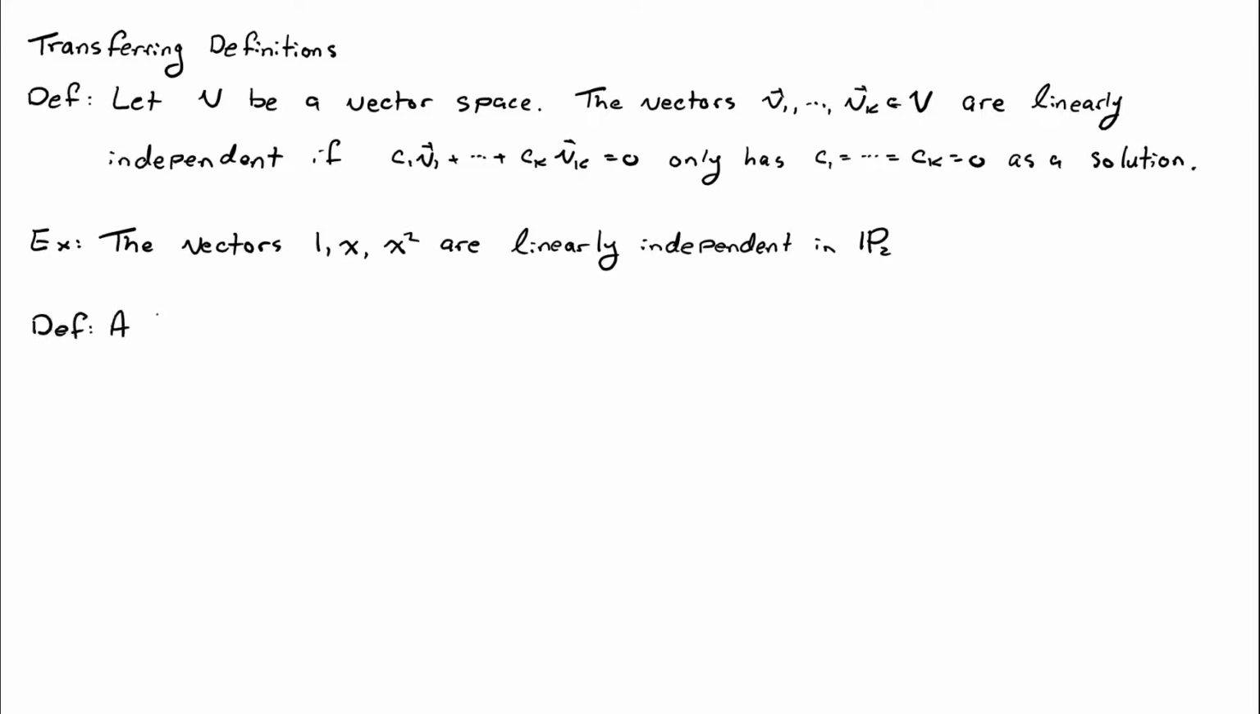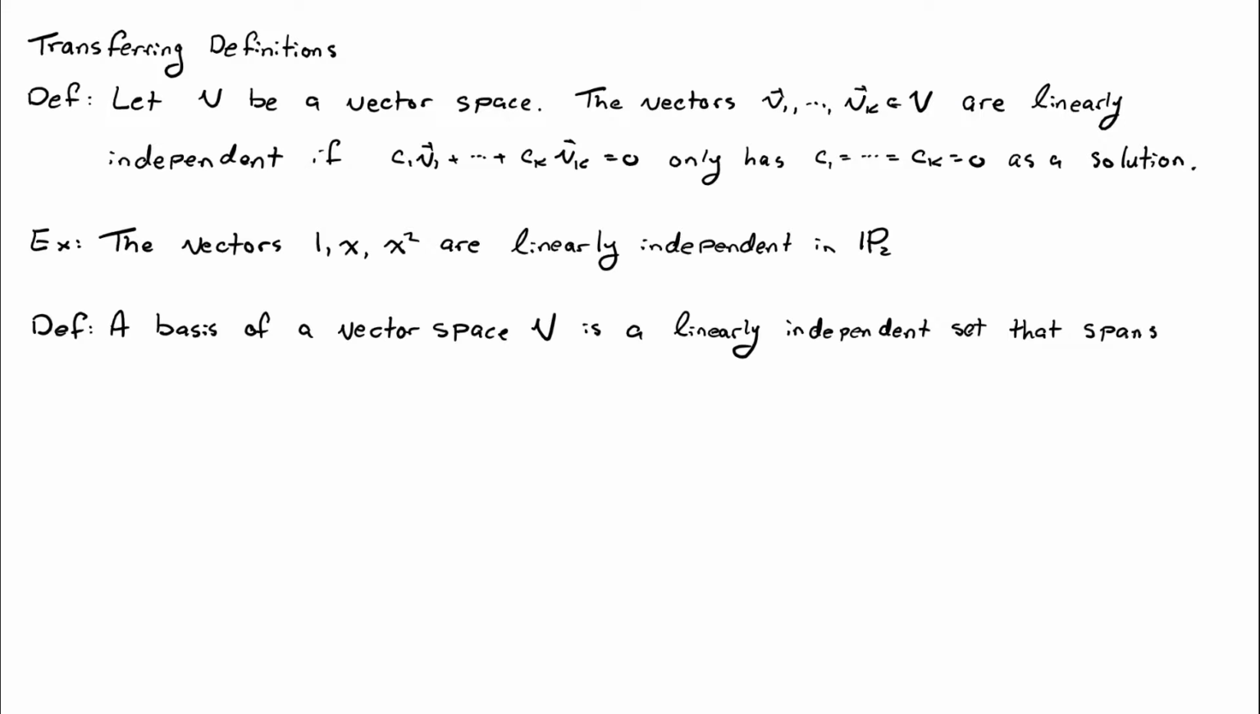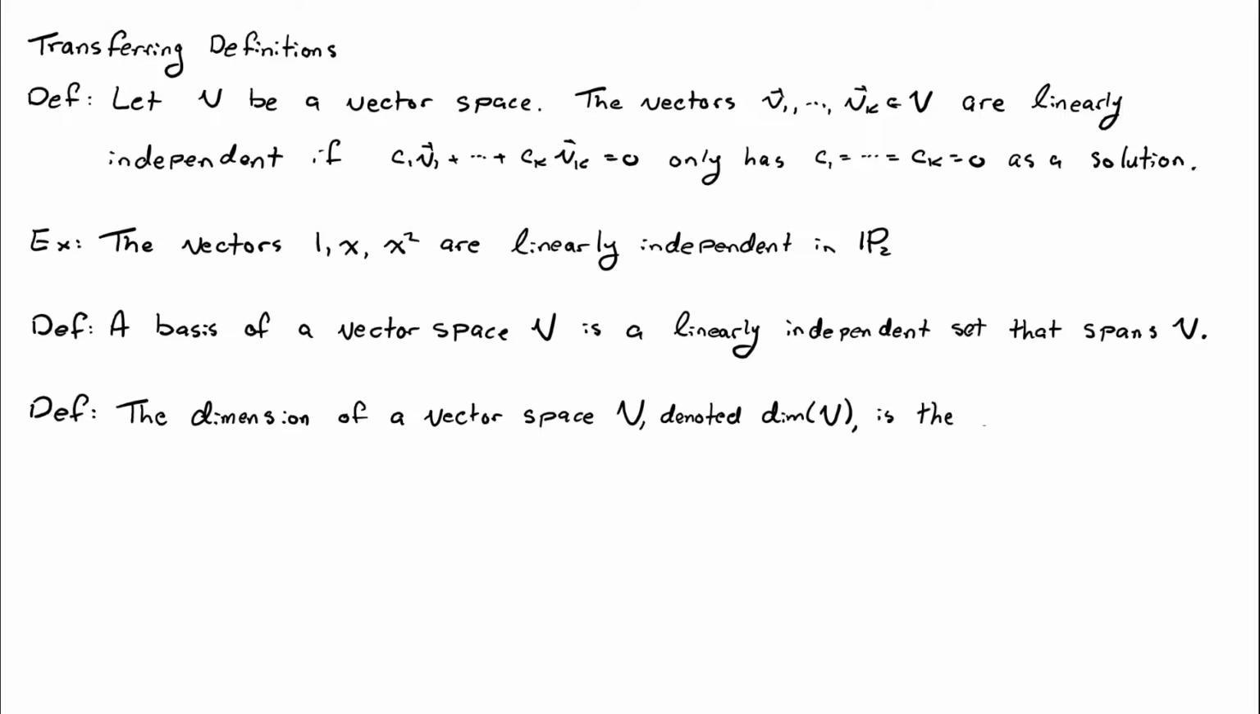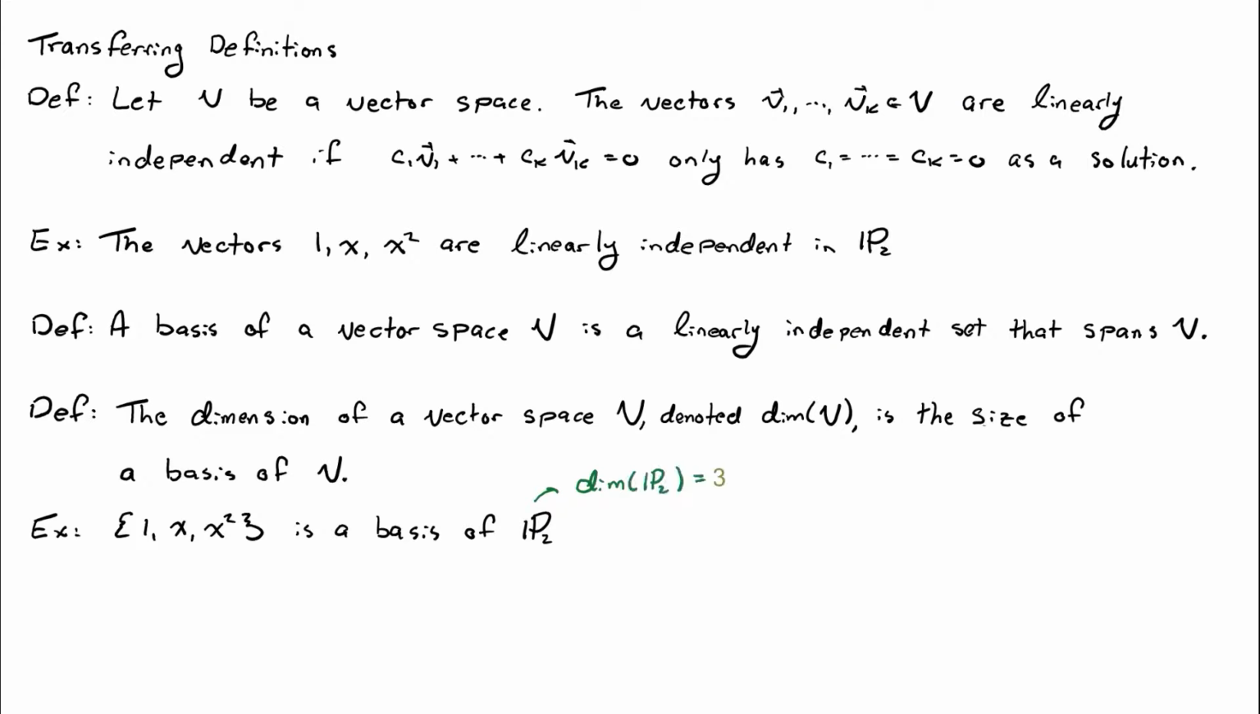A basis of a vector space V is a subset of V that is linearly independent and spans V. The dimension of a vector space V, denoted dim V, is the size of any basis of V. The set 1, x, x squared is a basis of P2. Think about it. All quadratic polynomials are linear combinations of these vectors. That means the dimension of P2 is 3.